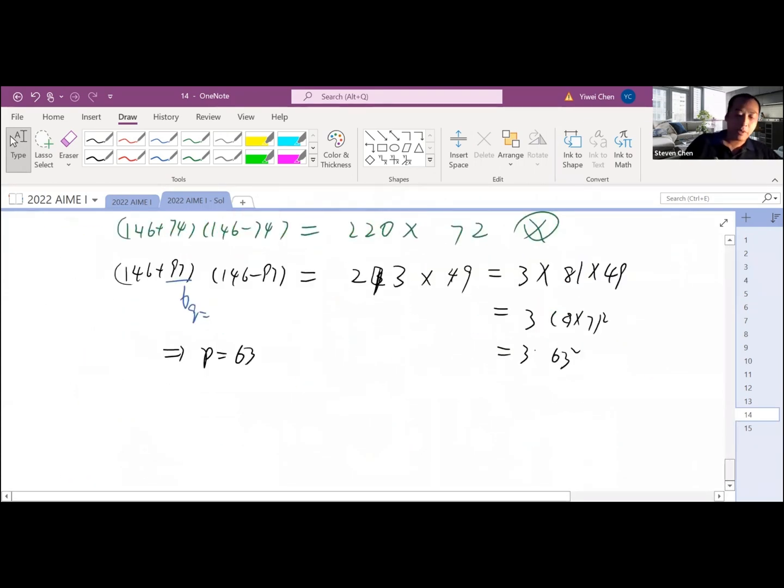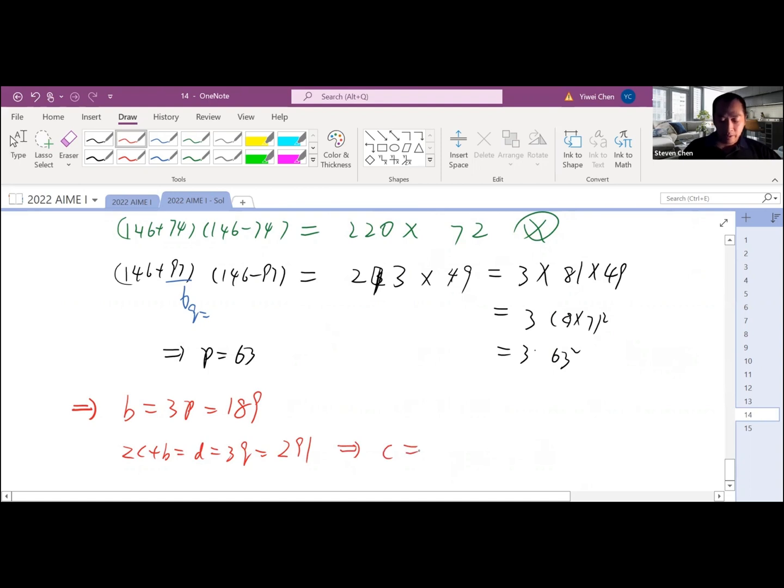So now we can compute out B and C. B is equal to 3P, which is 189. And 2C plus B is equal to D, which is 3Q, equal to 291. So plugging B into the second equation, we could get C to be equal to 51. All right.